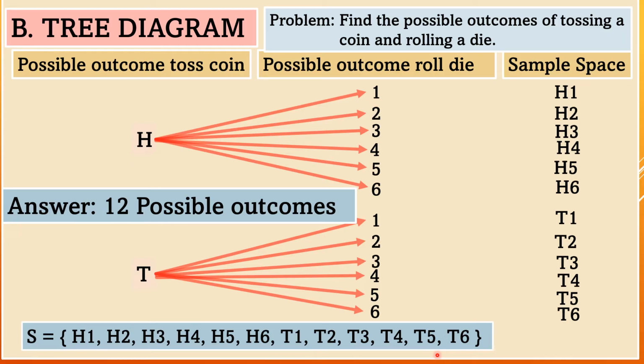Bakit pareho silang 12 possible outcomes? Because we are dealing with the same problem. Iba lang ang paraan natin dito ngayon, tree diagram. Doon kanina is using the table. Ito is using the tree diagram. So, different way, pero we have the same answer because we are dealing with the same problem.